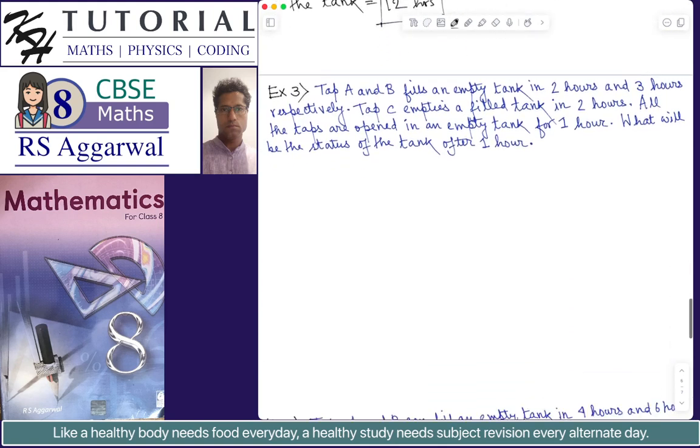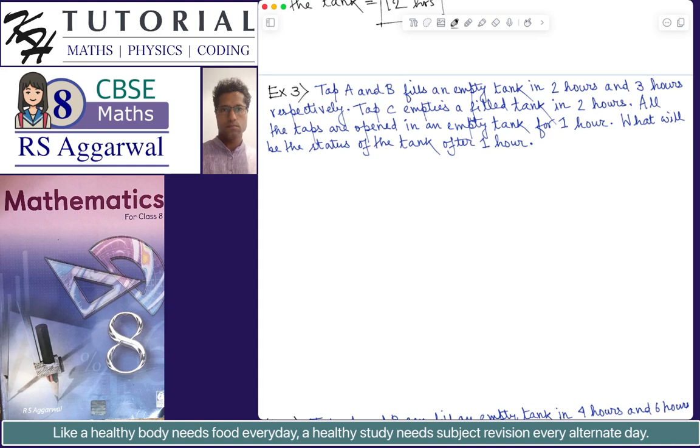So the third problem says tap A and B fill an empty tank in 2 hours and 3 hours respectively. So both tap A and B are inlet taps, that is, they fill a tank. The tap A completely fills an empty tank in 2 hours, and tap B completely fills an empty tank in 3 hours. Okay. Tap C empties a filled tank in 2 hours. So tap C is an outlet, and it takes 2 hours for tap C to completely empty a filled tank. Now all the taps are opened in an empty tank for 1 hour.